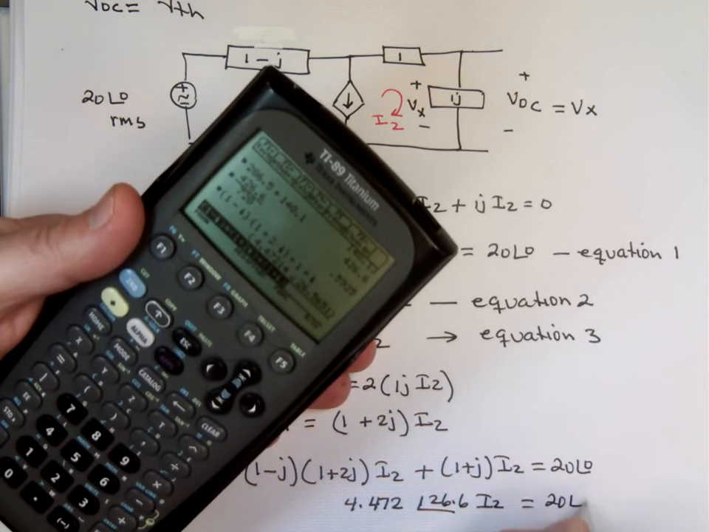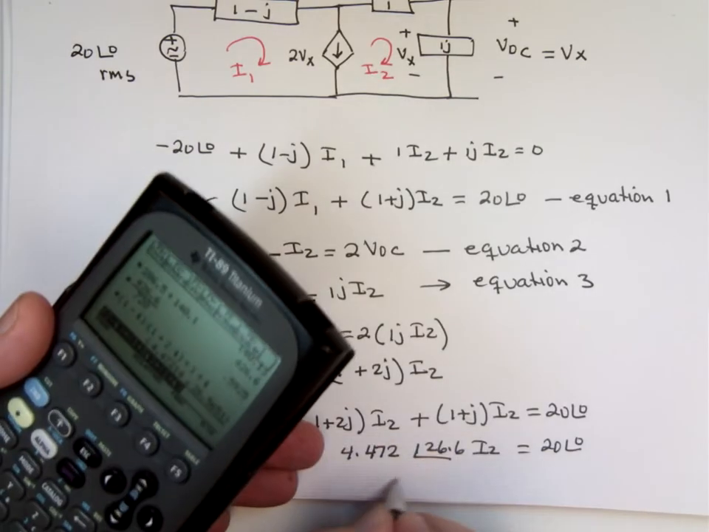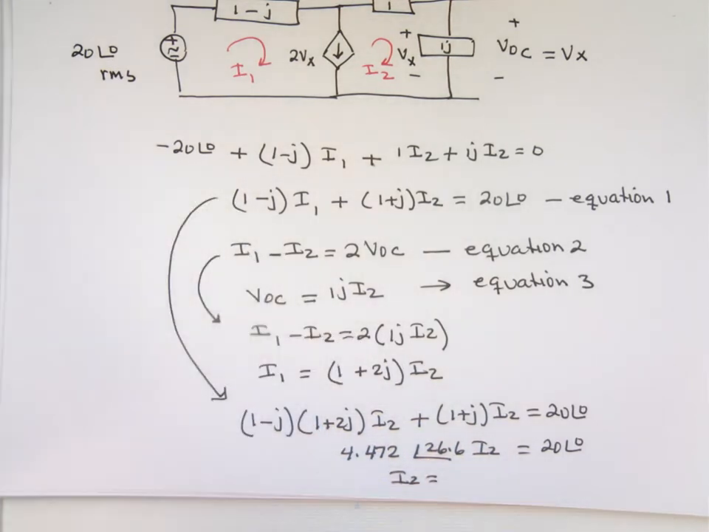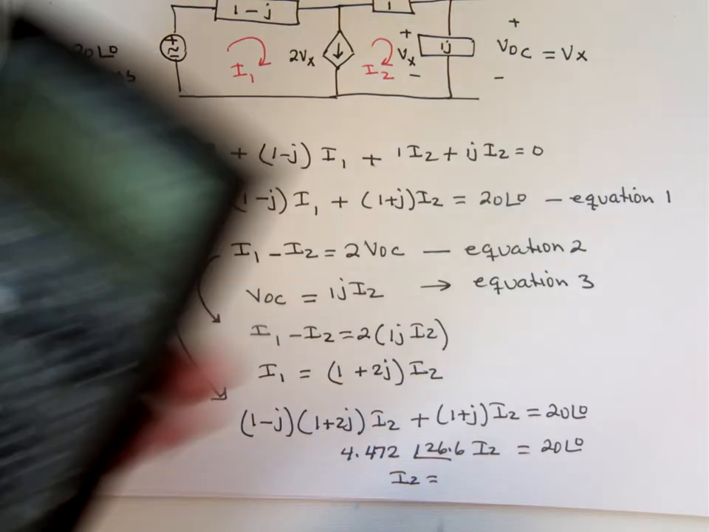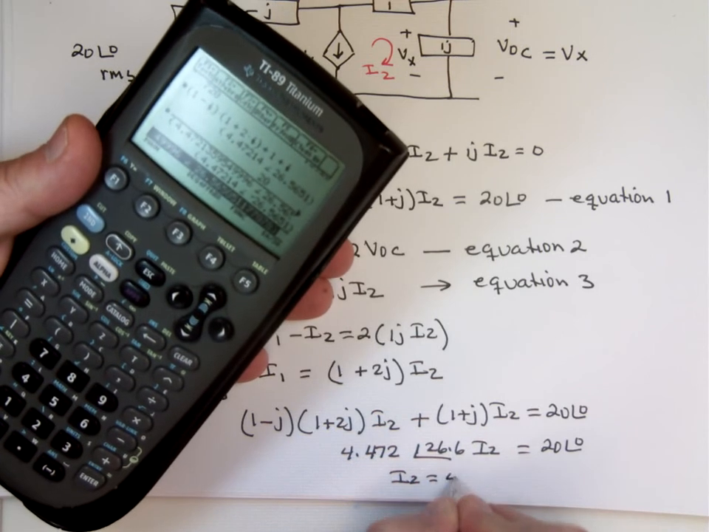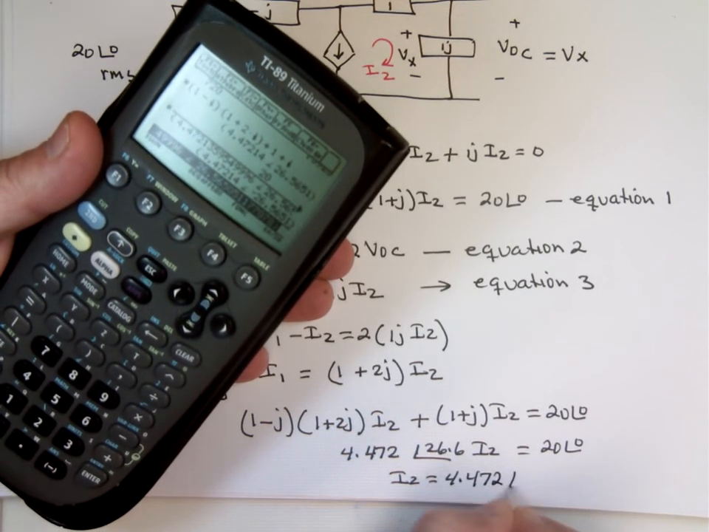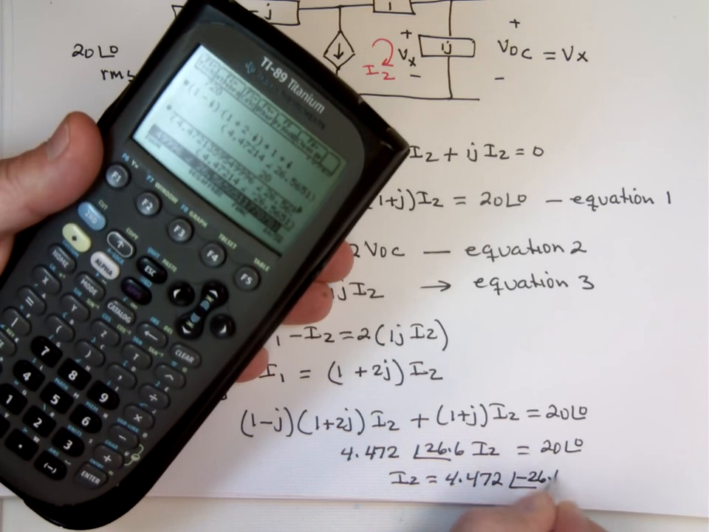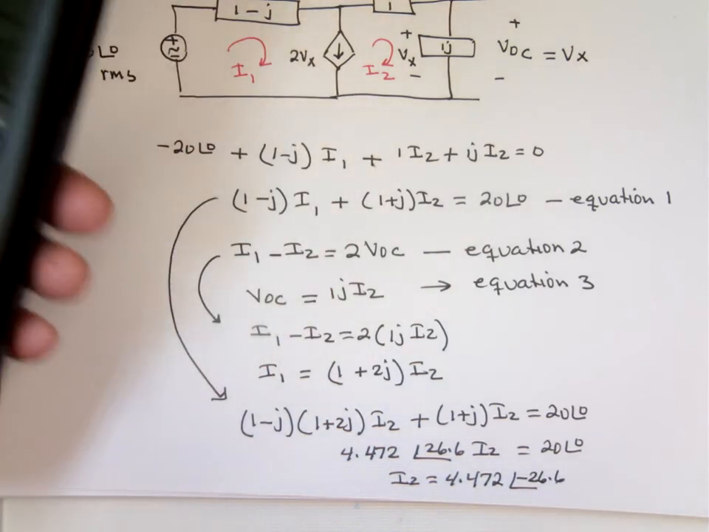Can I get I sub 2? So 20 divided by 4.472. Is that the answer? Same number, wow. I came up with 4.472 angle negative 26.6. Let me know if you get that number. Yep. Yeah, I got that.